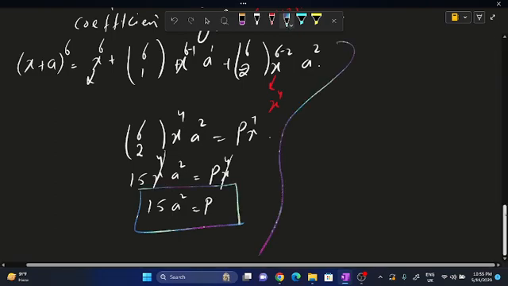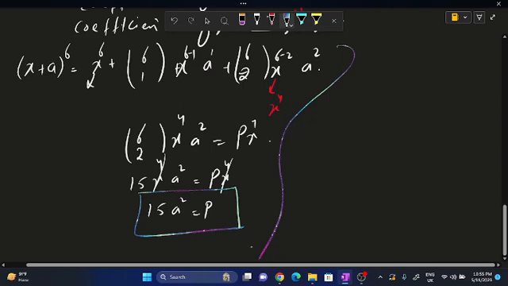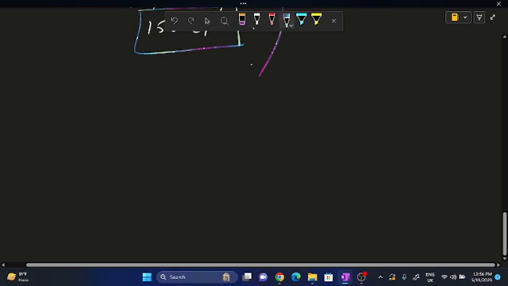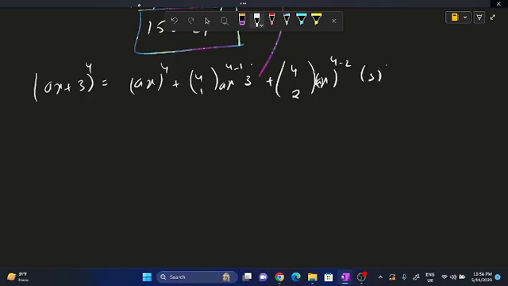In a similar manner, you have to open the second binomial expansion, that is (ax + 3) whole raised to the power 4. (ax + 3) raised to the power 4 can be opened as (ax) raised to the power 4, just like I did for the first one, plus 4C1 (ax) raised to the power 4 minus 1 times 3, plus 4C2 (ax) raised to the power 4 minus 2 times 3 squared. Now 4 minus 2 gives you (ax) squared, and you need to expand this expansion up to the point until you are getting x squared. So I have to open this expansion up to this point.